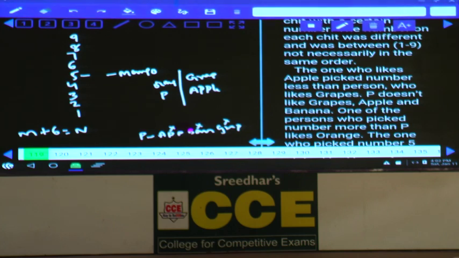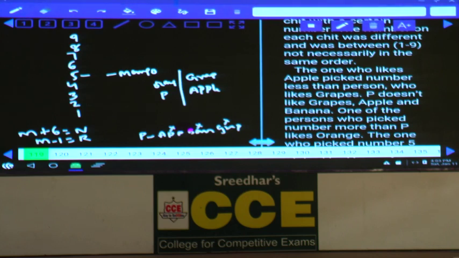The number picked by N was 6 more than the number picked by M. R picked a number 1 lesser than that picked by M, who likes kiwi. Hence, M minus 1 equals R.